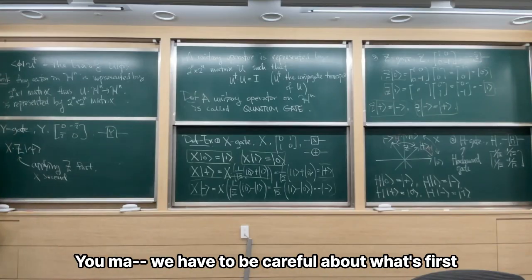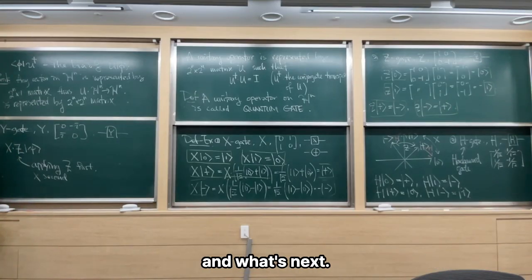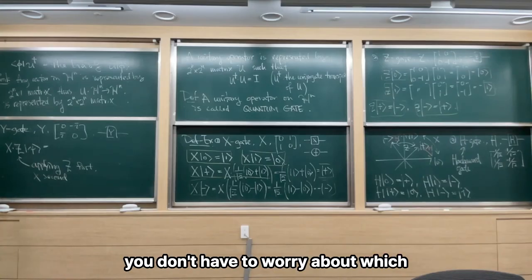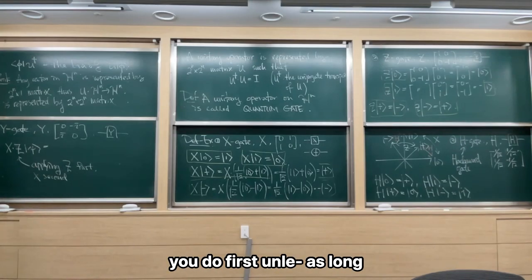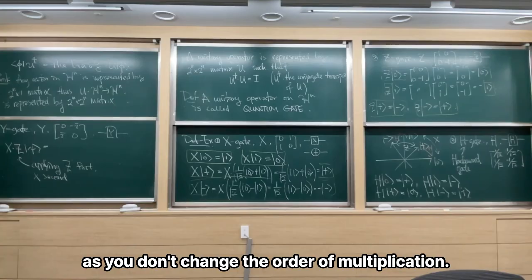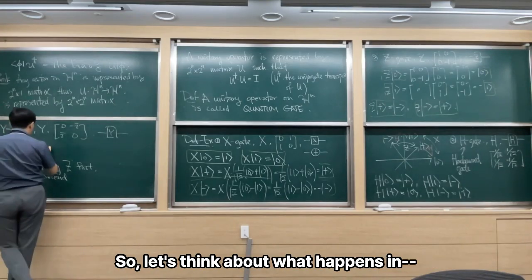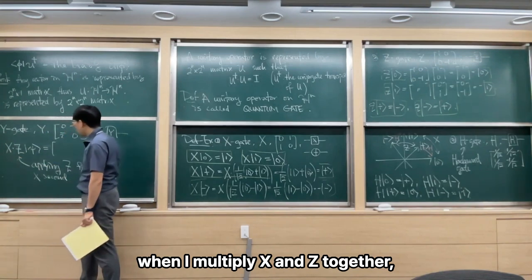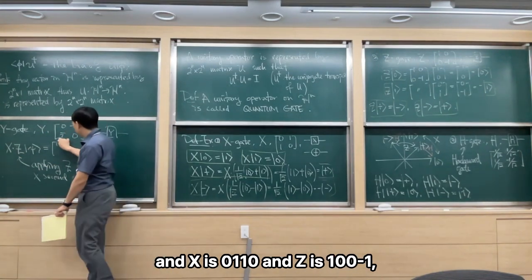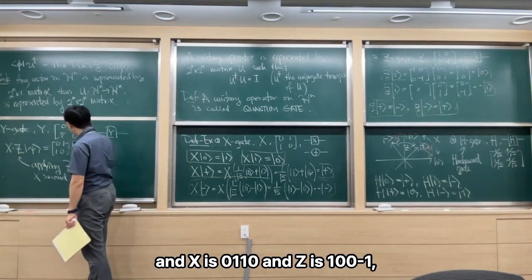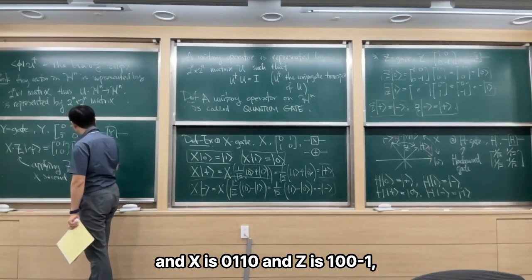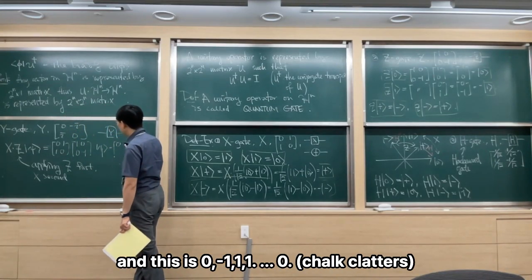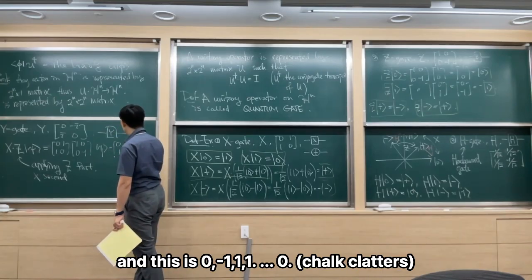Okay? We have to be careful about what's first and what's next. But anyway, in a matrix sense, you don't have to worry about which multiplication you do first, as long as you don't change the order of multiplication. So let's think about what happens when I multiply X and Z together. X is 0, 1, 1, 0, and Z is 1, 0, 0, minus 1. And this is 0, minus 1, 1, 0.